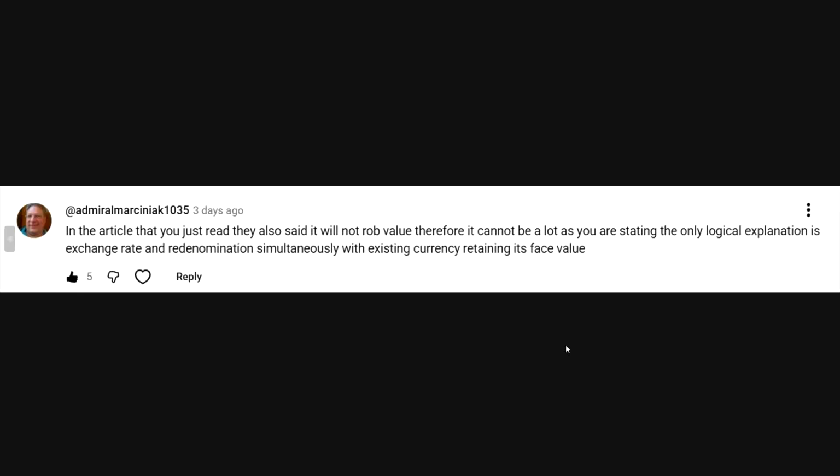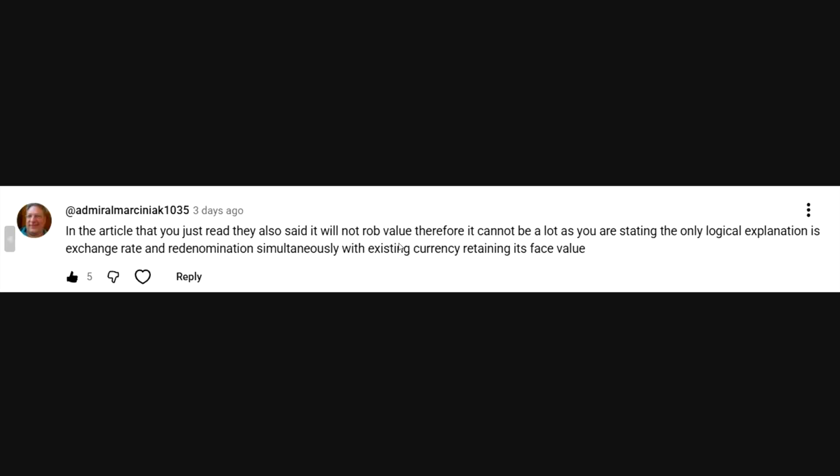In the article that you just read, they also said it would not raw value. Therefore, it cannot be a law. I think you're trying to say lob. As you're stating, the logical explanation is exchange rate and redenomination simultaneously with existing currencies retaining the face value. That's not the only logical explanation. I just showed you what the logical explanation is, and I showed you how they keep their value. They're not being robbed of any purchasing power whatsoever. You don't like it because you thought you were going to be a millionaire.